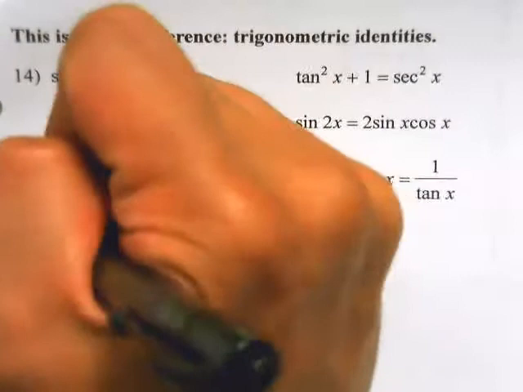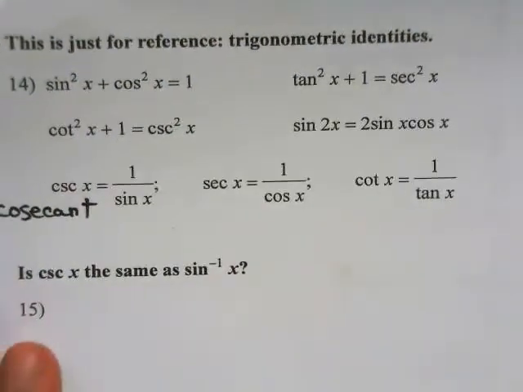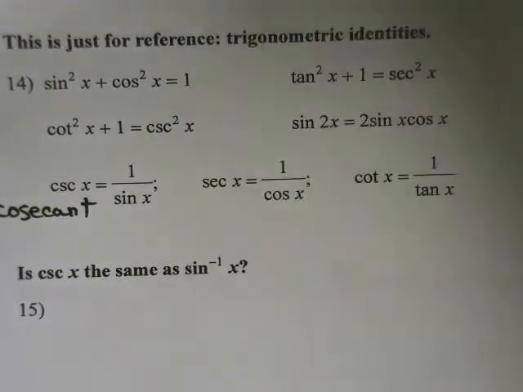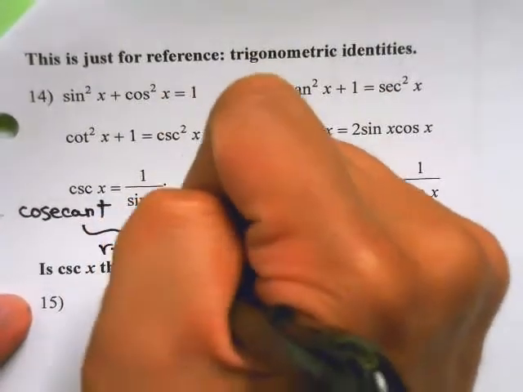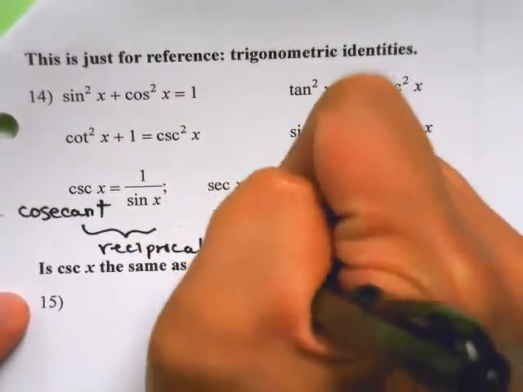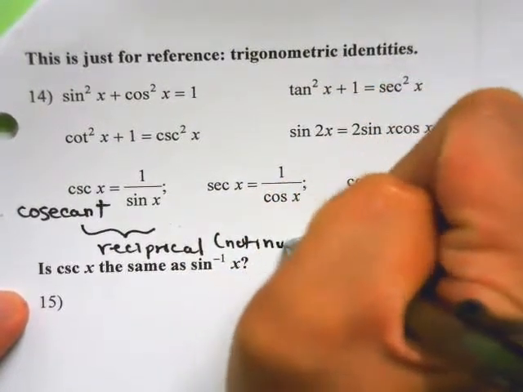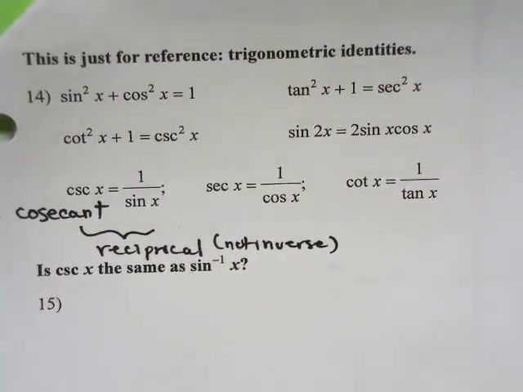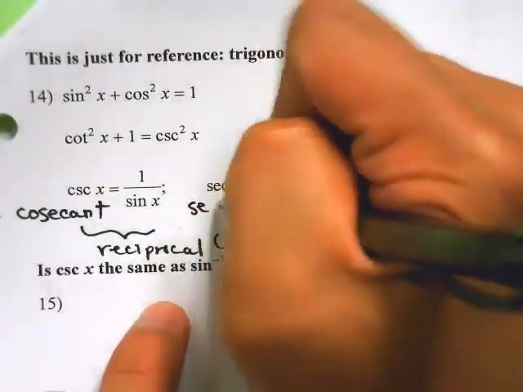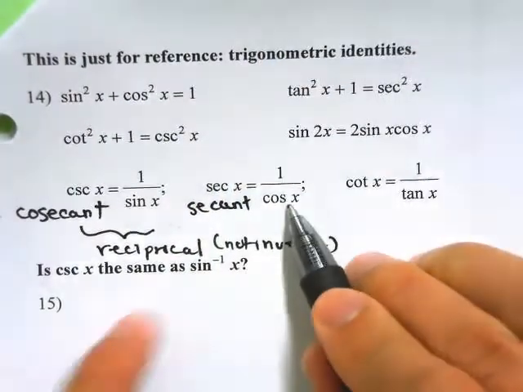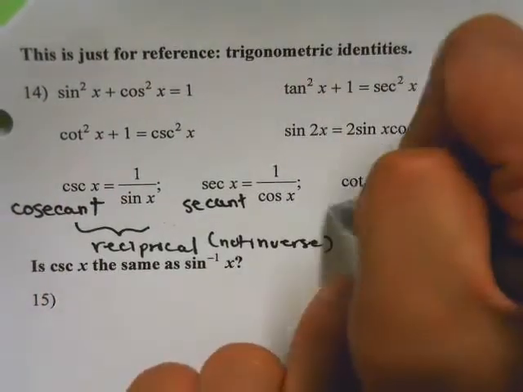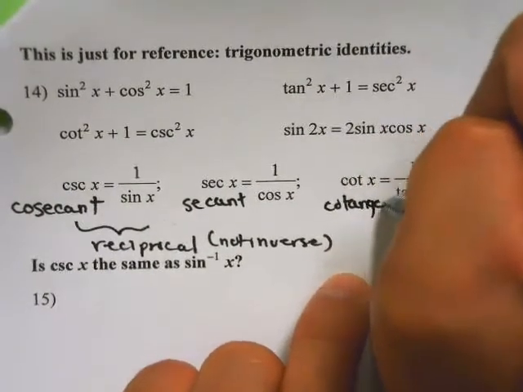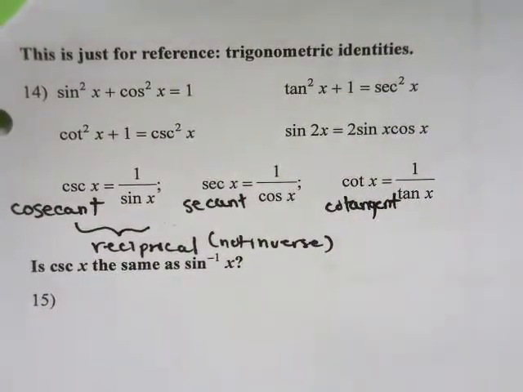CSC is cosecant, and the definition for cosecant is 1 over sine. So these are reciprocals, not inverse. They are not inverse functions. Secant is 1 over cosine. Cosecant is 1 over sine. And then this is cotangent of x. That's going to be 1 over tangent.